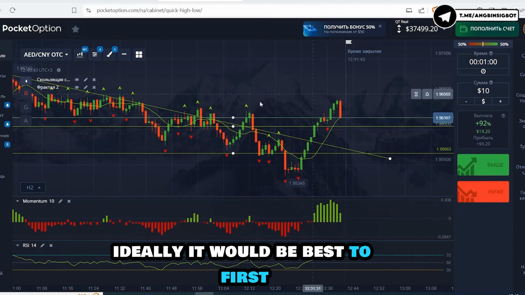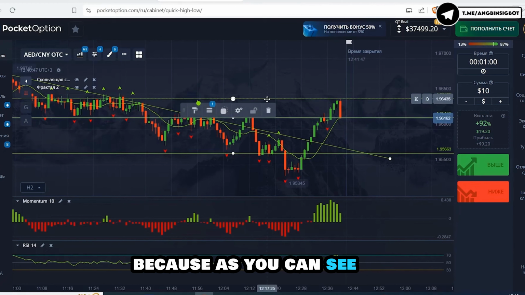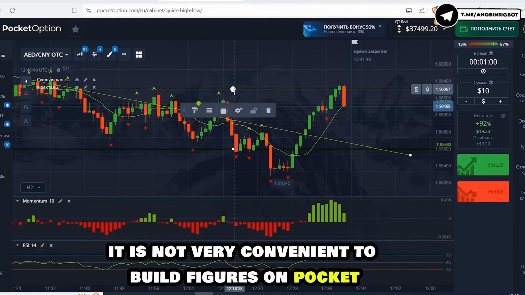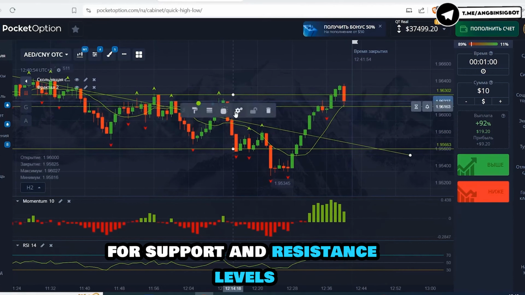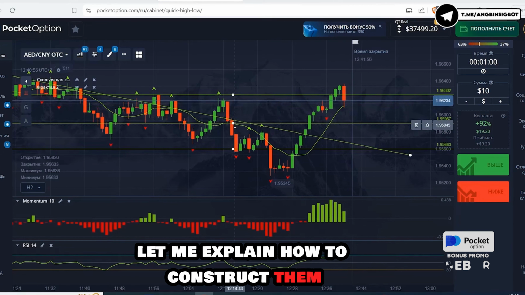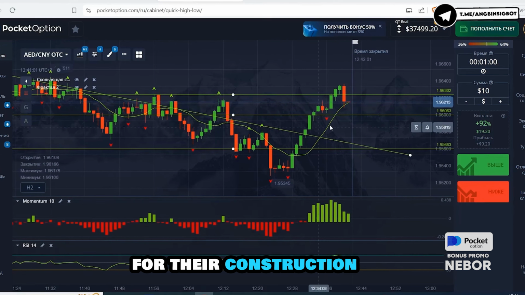Ideally, it would be best to first perform technical analysis on the TradingView website because, as you can see, it is not very convenient to build figures on Pocket Option. So, we have added the lines for support and resistance levels. Let me explain how to construct them and how to analyze the chart and price movement for their construction.